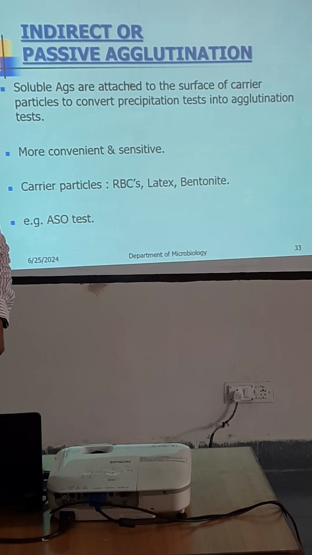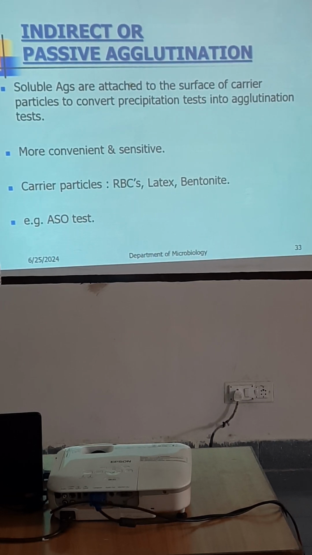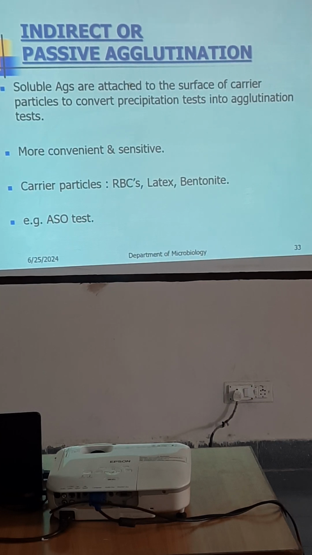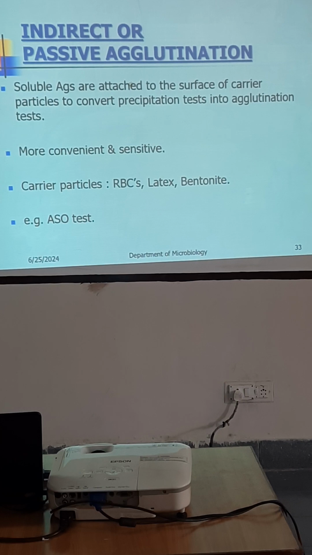Then there are indirect or passive agglutination tests, where soluble antigens are attached to the surface of carrier particles to convert a precipitation reaction into an agglutination reaction. So a precipitation test becomes an agglutination test. These are more convenient and sensitive. The carrier particles used are RBCs, latex particles or bentonite. An example of the test is the ASO test.